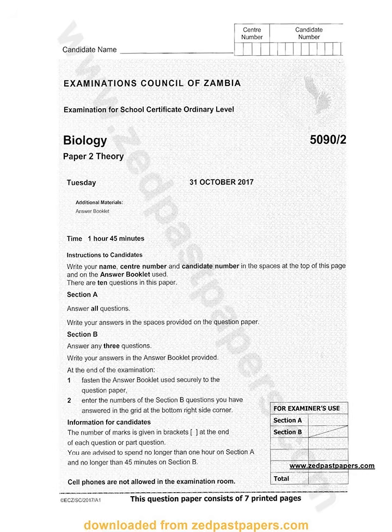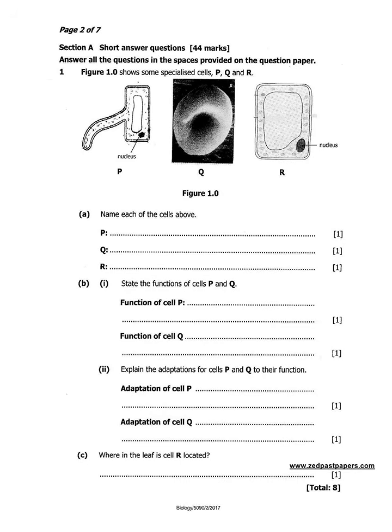In this video, we are going to revise questions from Biology Paper 2 for the year 2017. This was written by the internals. Now let's dive in. Let's look at the first question.